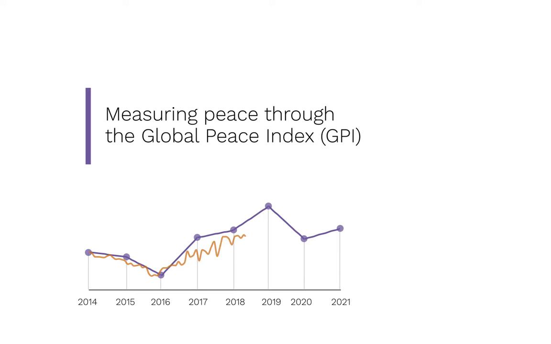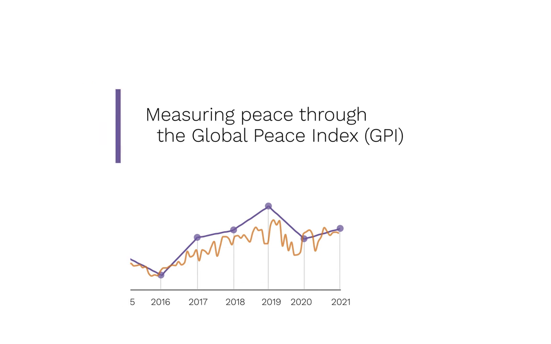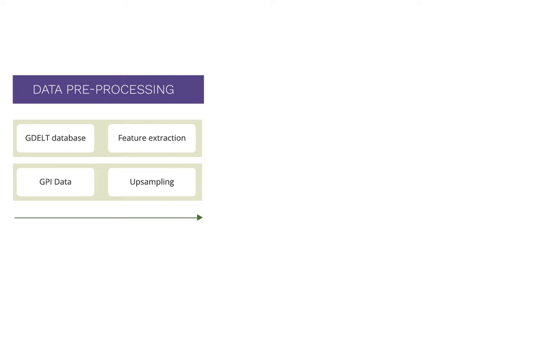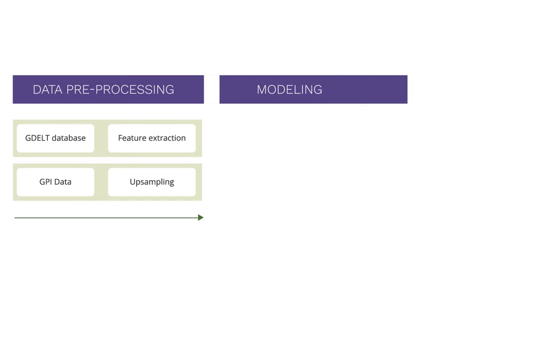Our dashboard visualizes GPI and its indicators at a monthly level instead of a yearly level. To measure and predict the monthly GPI, we extract exogenous features using the GDL databases. These features are time series of news media attention on sociopolitical topics. We also upsample the GPI data at a monthly level. The GPI data are the ground truth data.